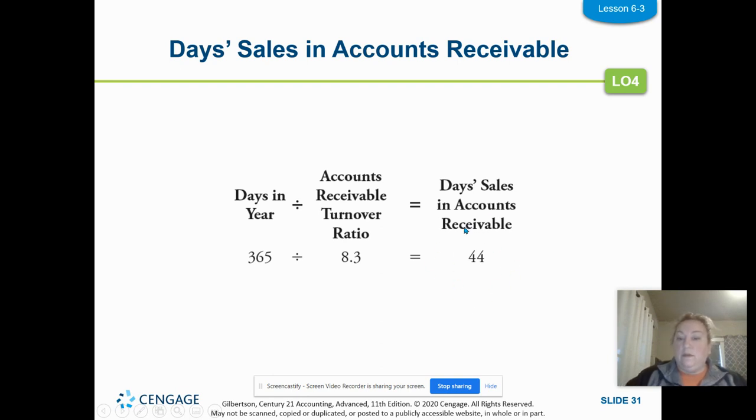So that is, it's decent. It should be under 30. That's the goal. It should always be under 30. We don't want our clients to be outstanding 60 days or 90 days, because that's the number of days that we're not getting paid. So we want to make sure that this number is closer to 30.